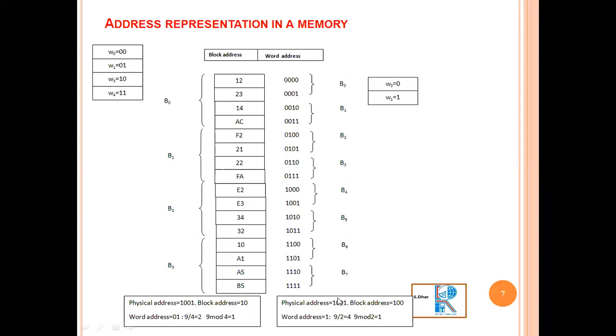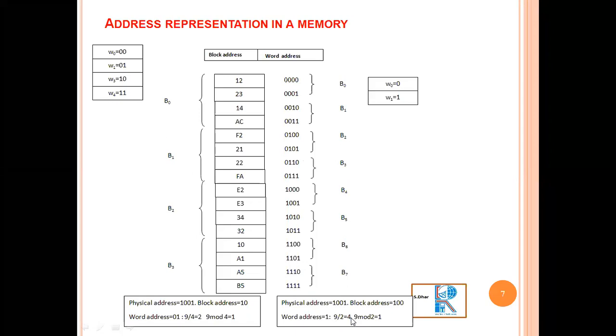What is the decimal of 1001? The decimal of 1001 is 9. Now each block contains 2 words, so I will divide 9 by 2. The quotient is 4.